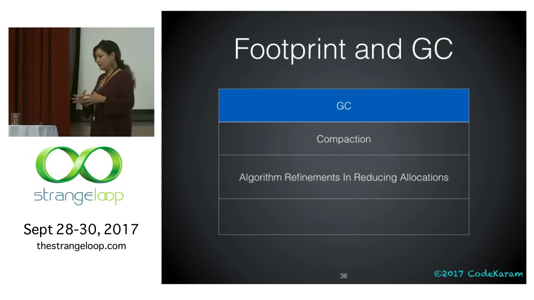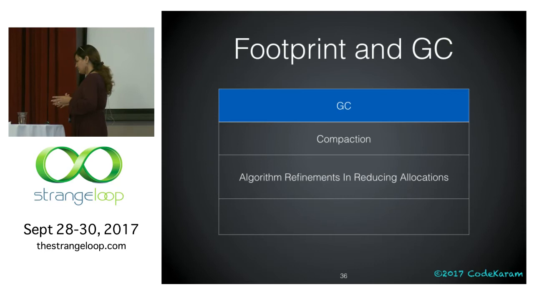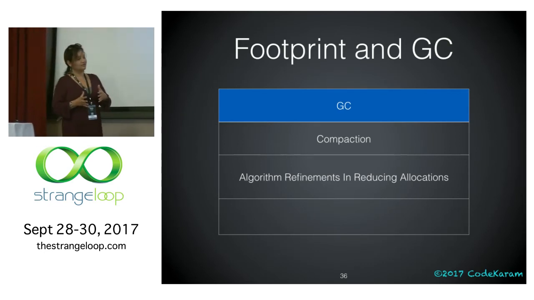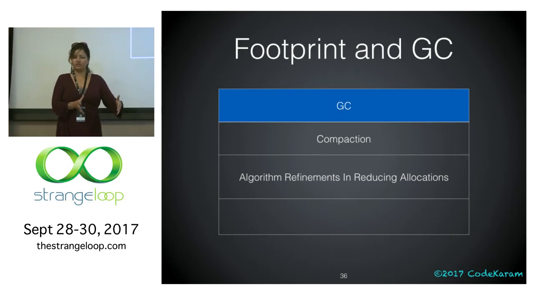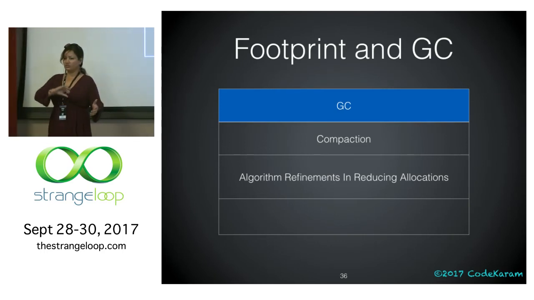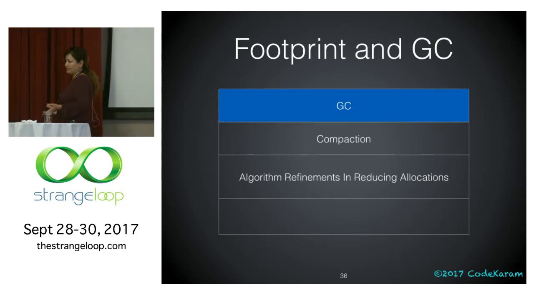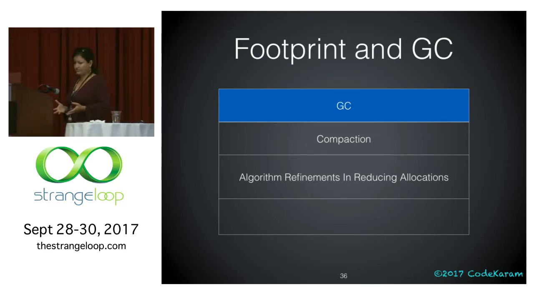In order to combat fragmentation, we can compact. We can move all these live objects into the lower end of the heap such that we have enough space to promote objects into. So that's called compaction, and most other GCs do that.